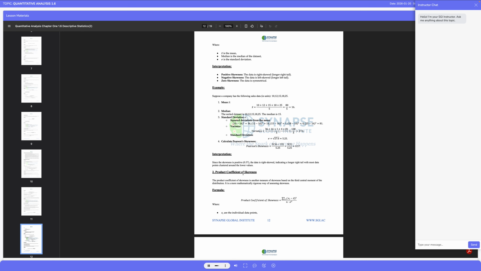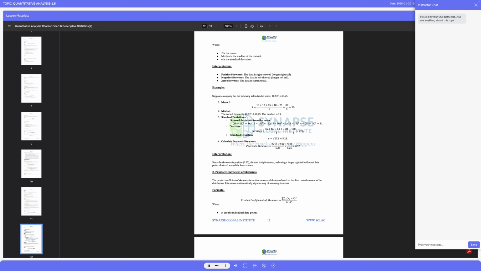This positive value indicates that the distribution is right skewed, meaning there are some higher sales values stretching the distribution to the right. In business terms, a positively skewed sales distribution suggests that most sales occur at lower levels, with occasional high sales days, pulling the mean upward.